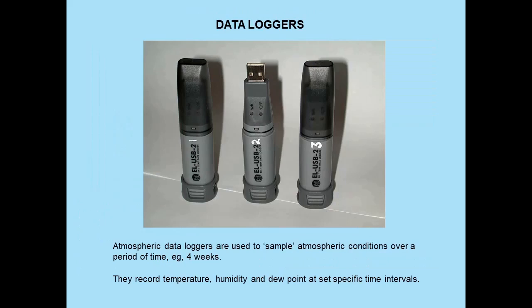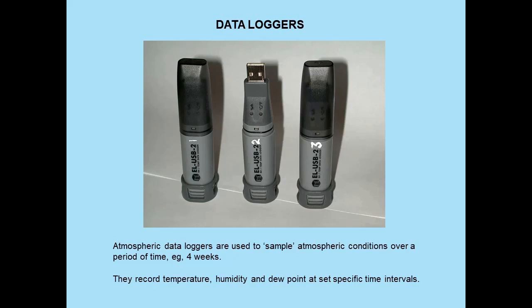Finally, we have data loggers. Atmospheric data loggers are used to sample atmospheric conditions over a period of time, e.g. 4 weeks plus. They can monitor for over a year depending on the time gap. The beauty of a data logger is that in a building, the atmospheric conditions can change very rapidly during the day and during the night. Even within relatively short times, we can get rapid changes.